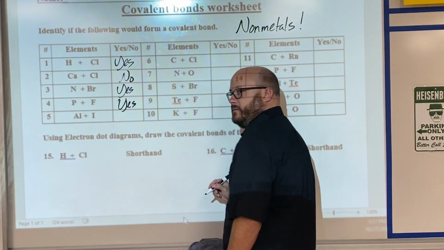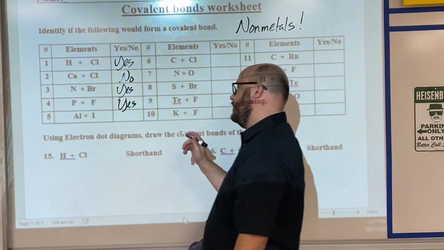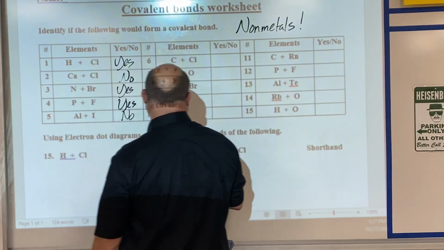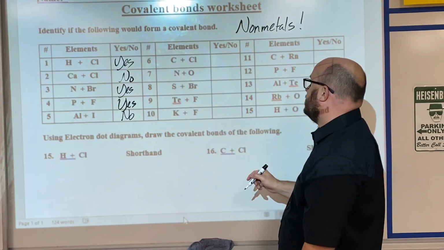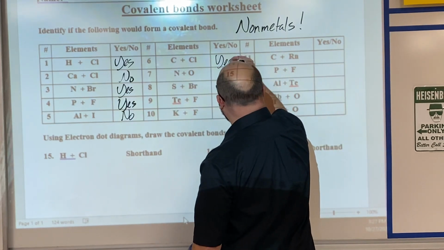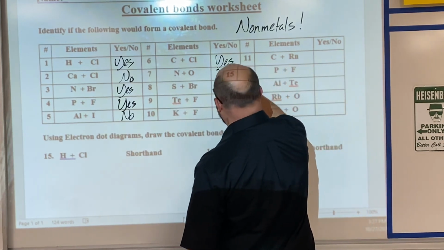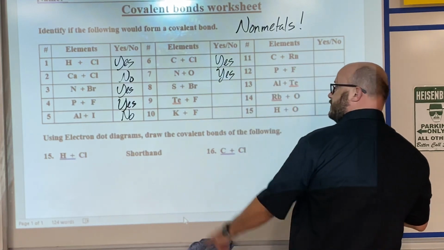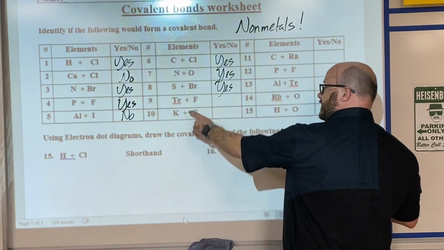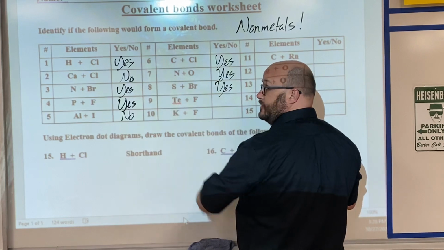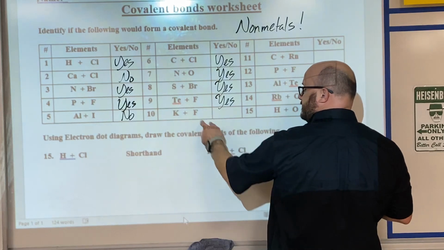Aluminum and iodine. Aluminum's technically on the right side, but it's still in that group 3, and it's considered a metal, so no. Carbon and chlorine, both nonmetals, yes. Nitrogen, oxygen, same thing. Sulfur, bromine, both nonmetals. Tellurium and fluorine, you may not be familiar with tellurium, but it is a nonmetal. Potassium and fluorine, nope.